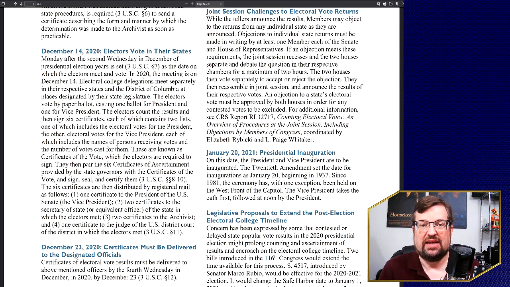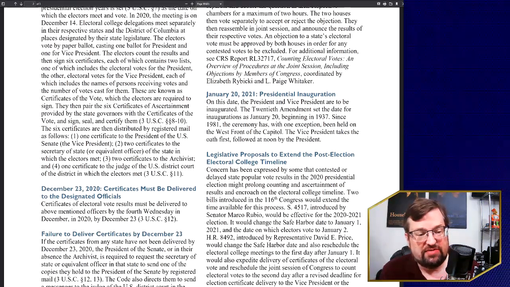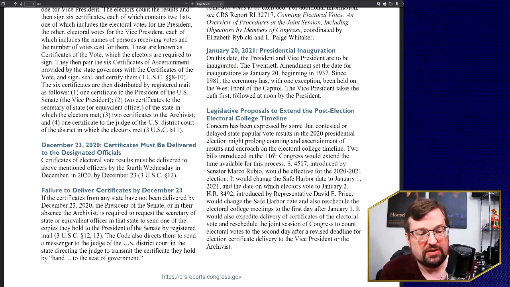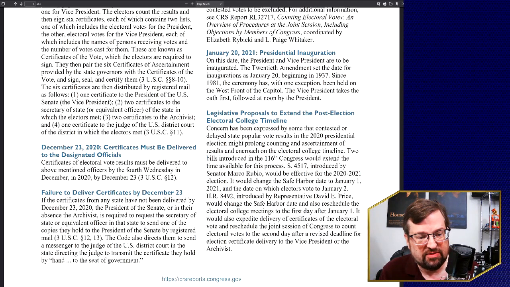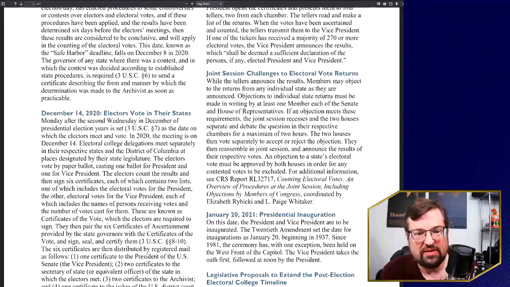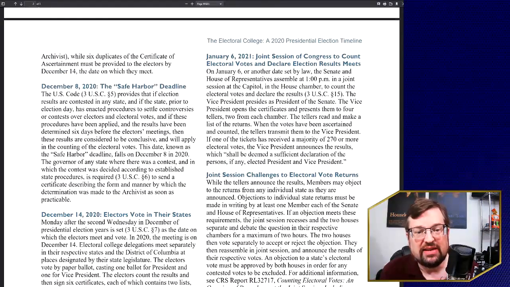Okay, so we've got all of these verified by the electors, signed, sealed, and copies delivered to all these different people, so that if there's a question, there's always another copy you can look at. And those are to be delivered to the officials by December 23rd. And then there's all this stuff about failure to deliver certificates by December 23rd, kind of goes on about that. All right.